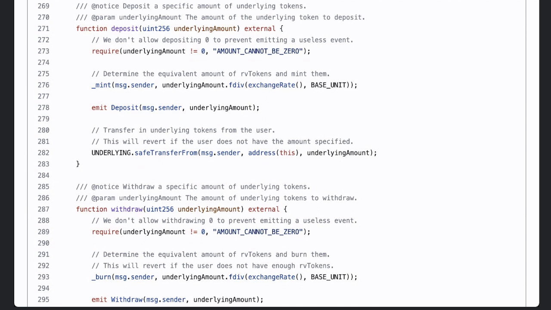Very cool. All right. One of the things that's really nice about this is that at the end of the day it's a pretty simple function. We're talking about 4 lines of code inside deposit. You take the amount, you mint the amount of tokens that the person's supposed to have, do the transfer, and you're done.